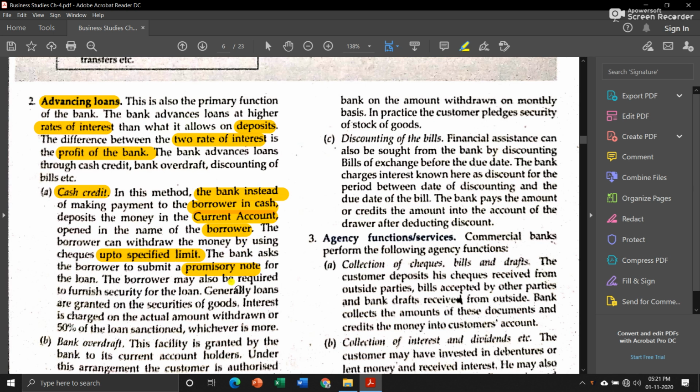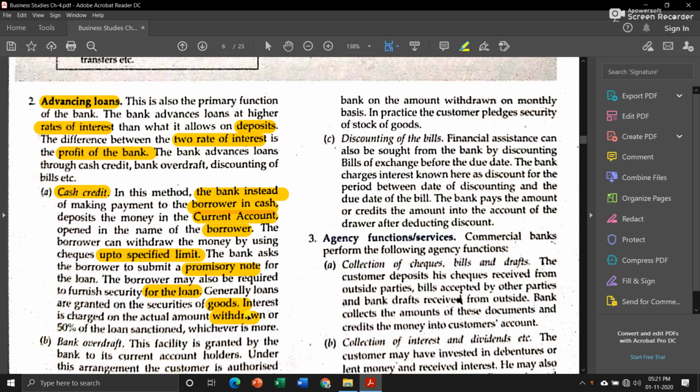Okay, the borrower may also be required to furnish security for the loan. If I want to take a loan, then I have to keep something as a mortgage with the bank for security. Generally, loans are granted on the security of goods. Interest is charged on the actual amount withdrawn.